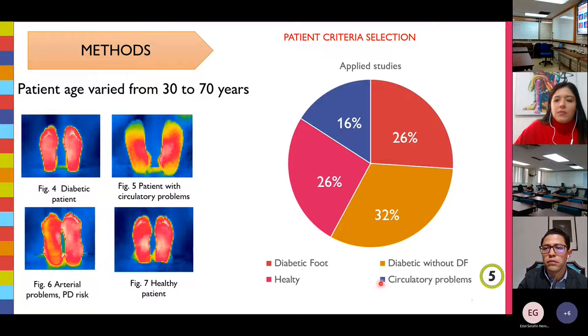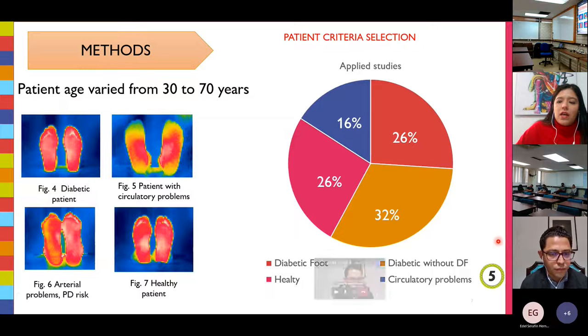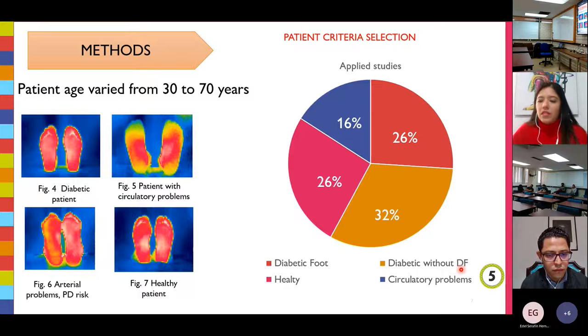The studies applied are in this percentage. We do the study: 26% of diabetic foot patients, 26% of healthy patients, 32% of diabetic patients without diabetic foot but with this disease, and 16% of circulatory problems.